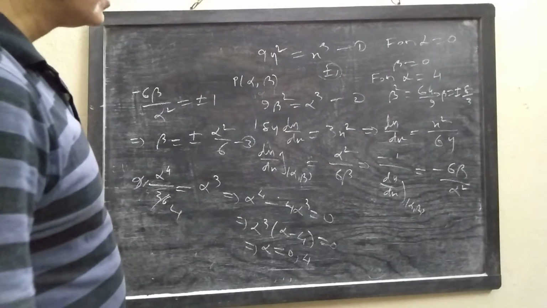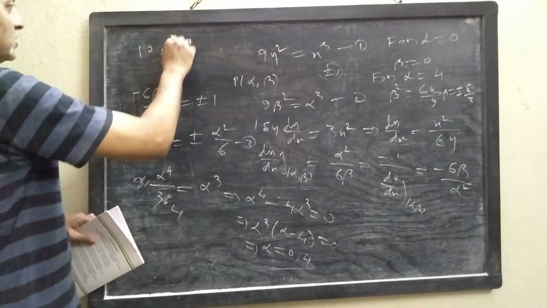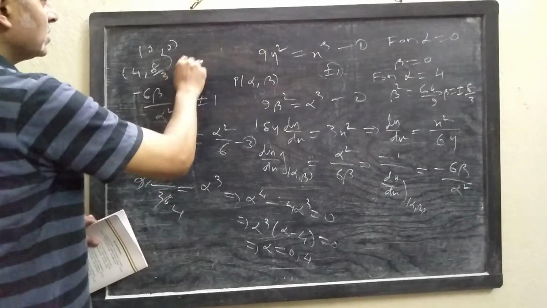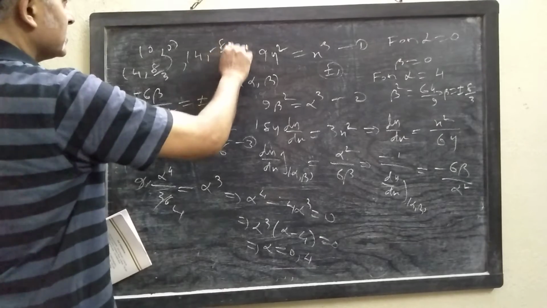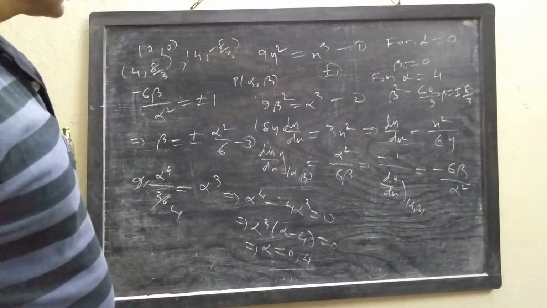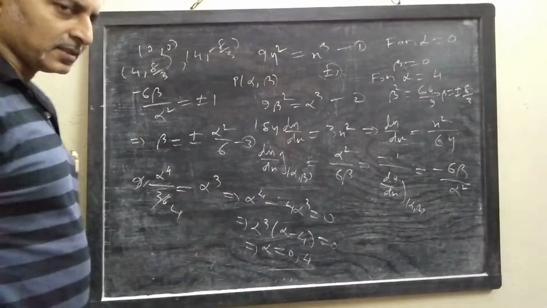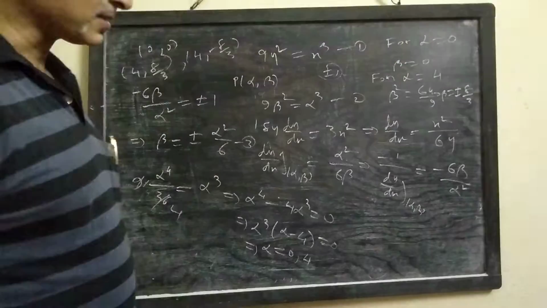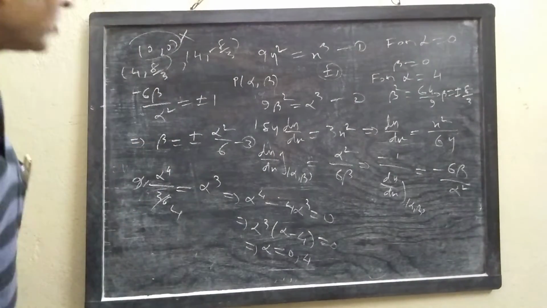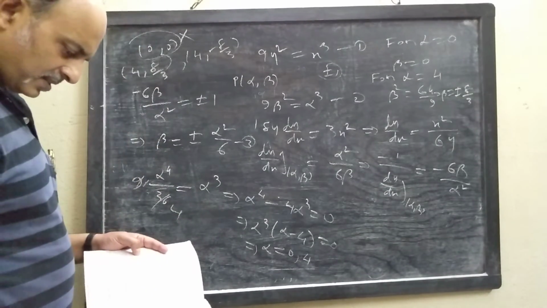Now, according to our calculation, we get the points (0, 0), (4, 8 by 3) and (4, minus 8 by 3). But consider that when a normal passes through the origin, how can it make intercepts on the axes? So this (0, 0) will be cancelled. So the required points will be these two, that is (4, 8 by 3) and (4, minus 8 by 3).